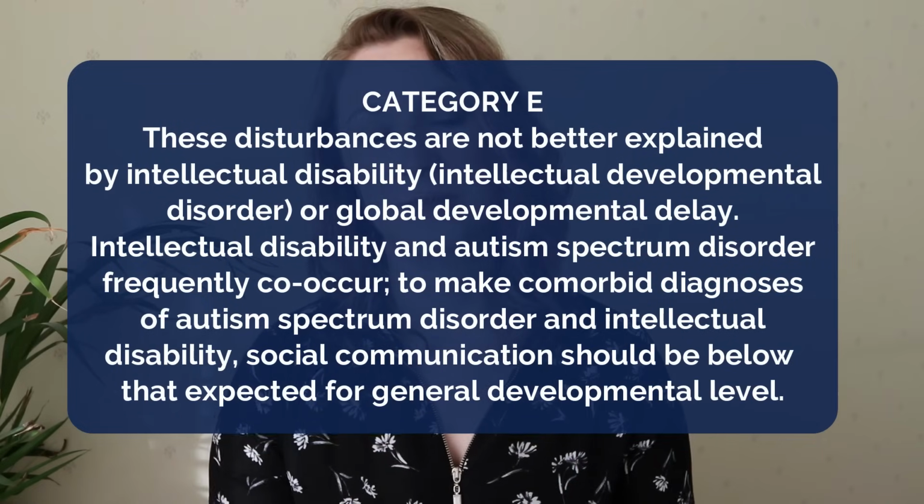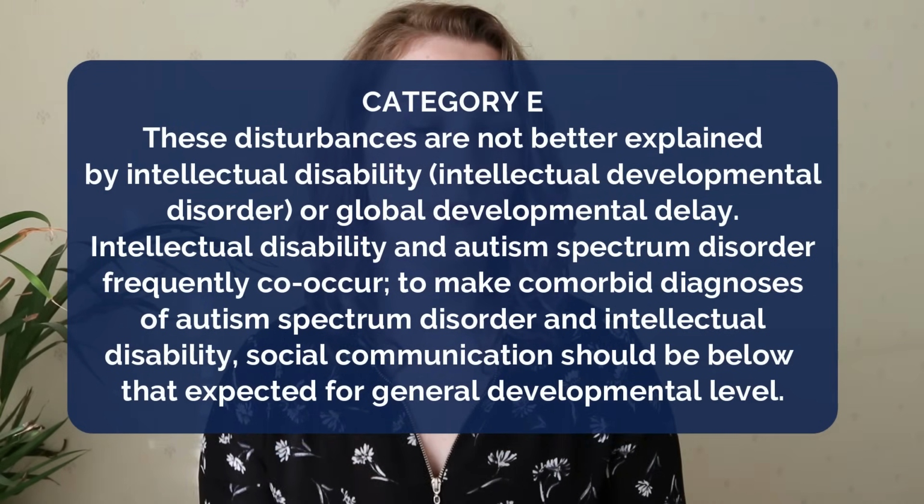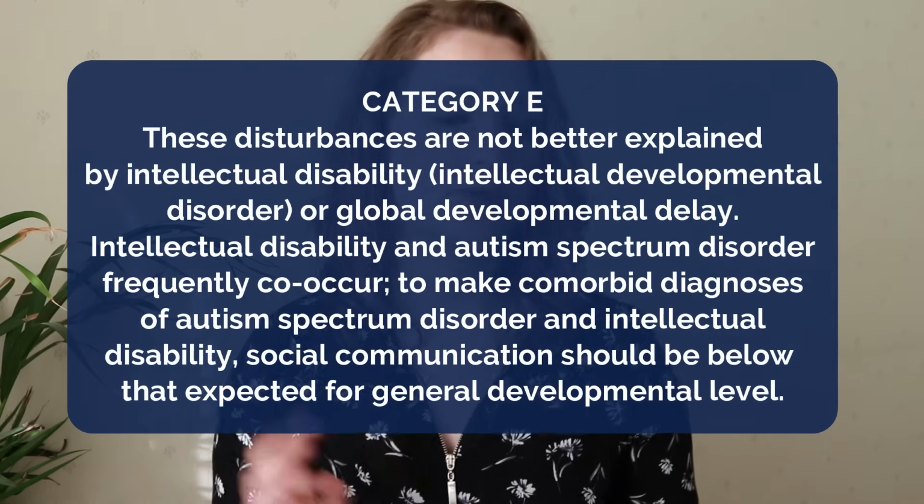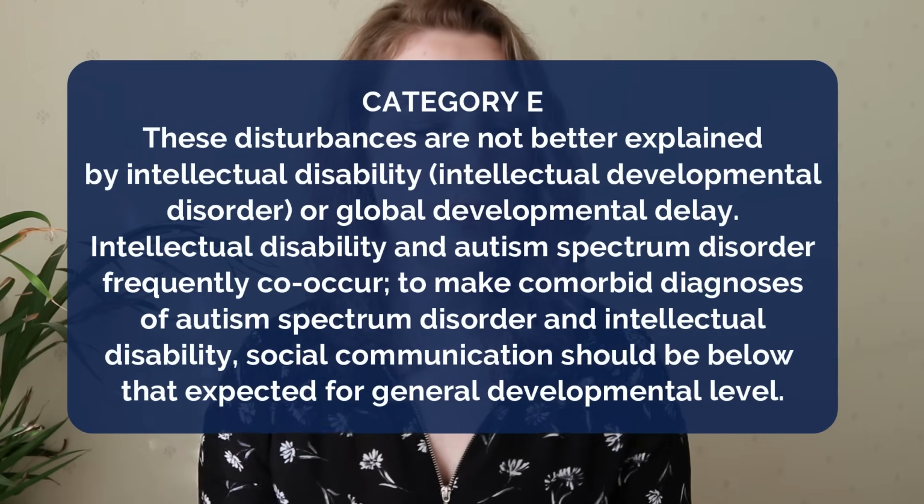Because if it's causing you suffering in your everyday life, you need to get that across to the diagnostician. But I think it's a problem that we won't diagnose a neurotype on the basis of, well, you're not suffering now, are you? So the final category is category E, and this is that these disturbances are not better explained by intellectual disability or intellectual development disorder or global developmental delay. Intellectual disability and autism spectrum disorder frequently co-occur.